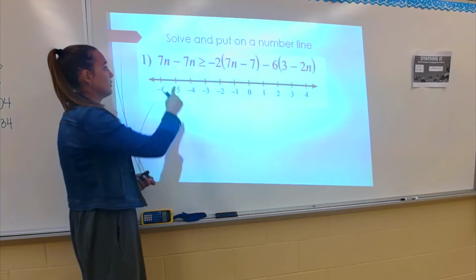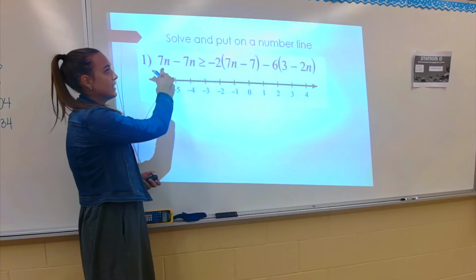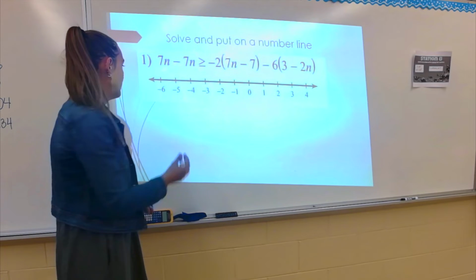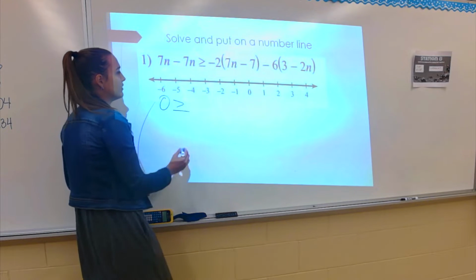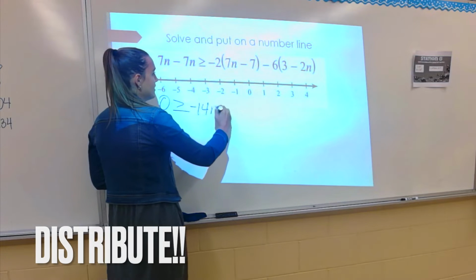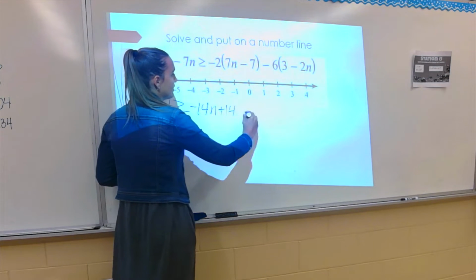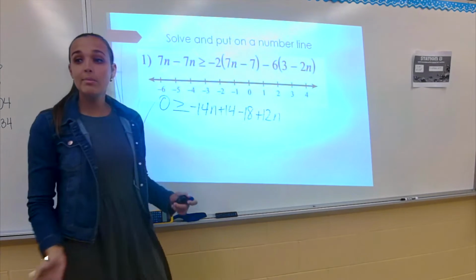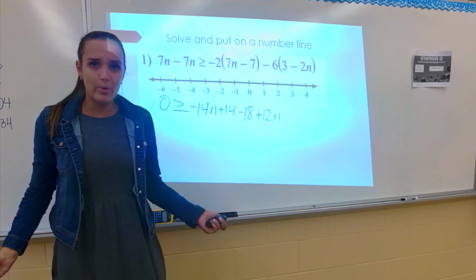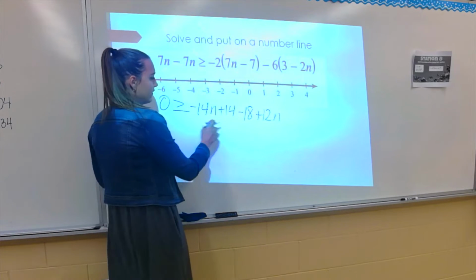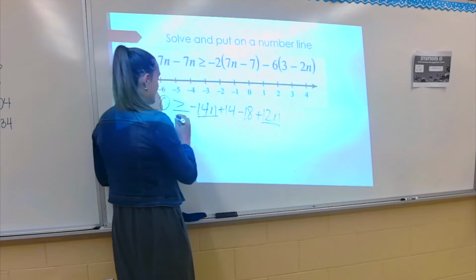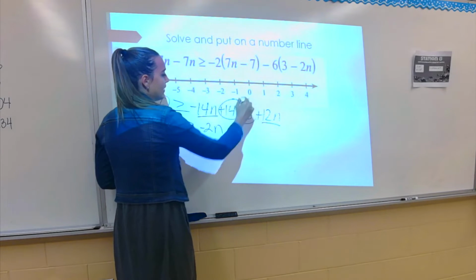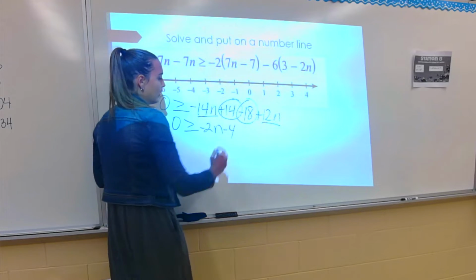We are going to combine our like terms on this side, so 7n minus 7n gives me 0. I have to write that 0 as a placeholder. So I put 0 is greater than or equal to negative 14n plus 14 minus 18 plus 12n. Then I combine my like terms like I would for a normal equation. Negative 14n and 12n together give me negative 2n. I combine my constants, and I get negative 4.